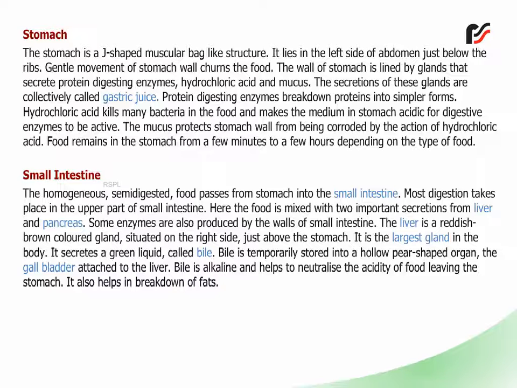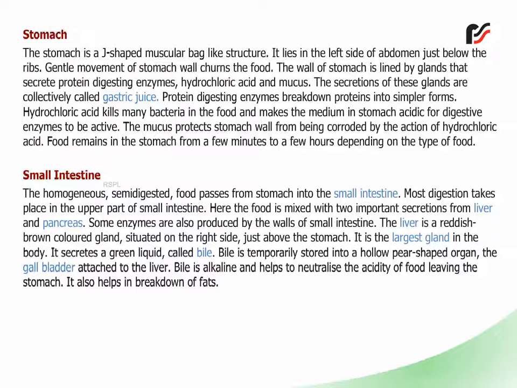The liver is a reddish-brown colored gland situated on the right side, just above the stomach. It is the largest gland in the body. It secretes a green liquid called bile. Bile is temporarily stored in a hollow pear-shaped organ, the gallbladder, attached to the liver.